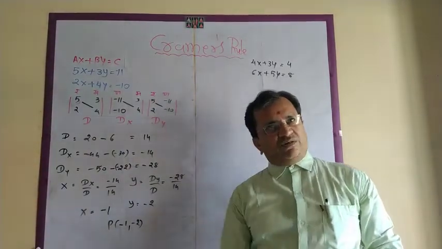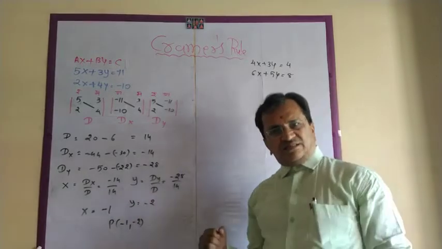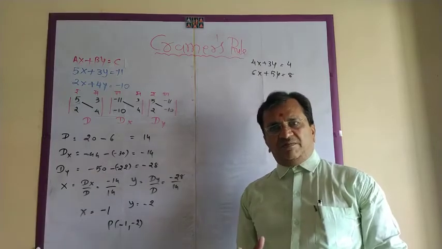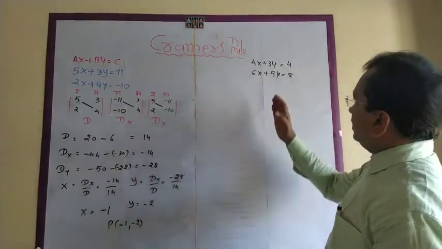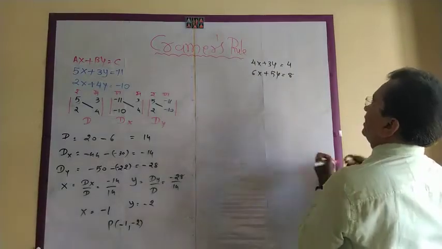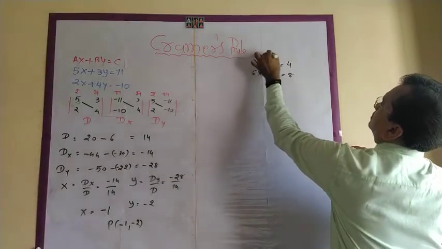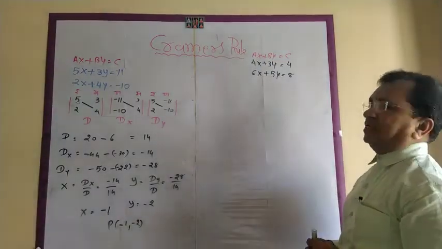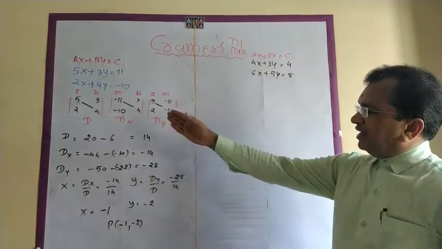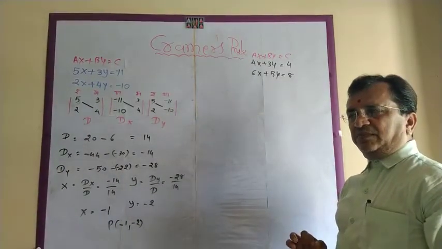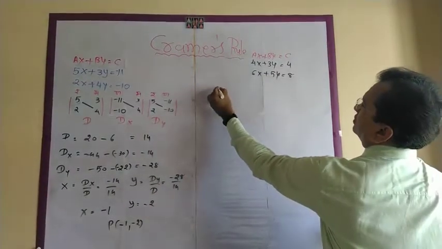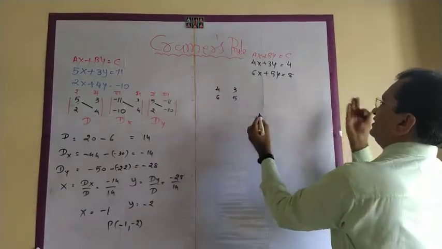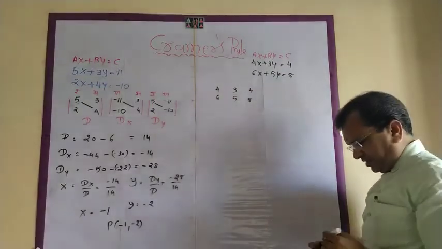One method is given in the textbook by formula. The second is the Ramana-Marana method. Now the third method, again by Cramer's rule. Again, convert the equation into the form ax + by = c. Now, like this, again, first step, just copy a1, a2, that means 4, 6; b1, b2, 3, 5; c1, c2, 4, 8.